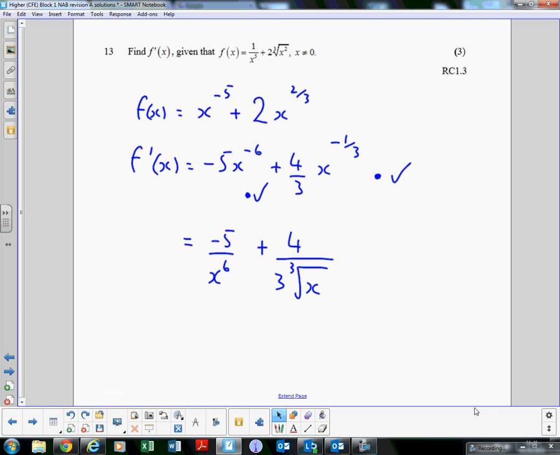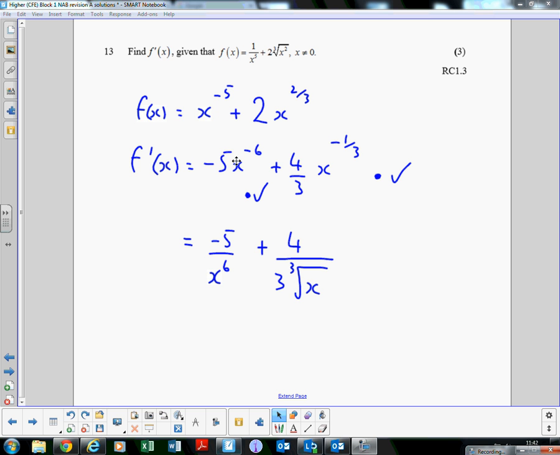Question number 13. Find f dashed of x given f of x. Before we differentiate, we must have it in index form, and we must have all powers of x on the top of the fraction, not on the bottom of the fraction. So our 1 over x to the 5 becomes x to the -5. 2 lots of the cube root of x squared. Well, the top number is the power, the bottom number is the root, so that is 2 lots of x to the 2/3. Then to differentiate, power to the front, reduce the power by 1.